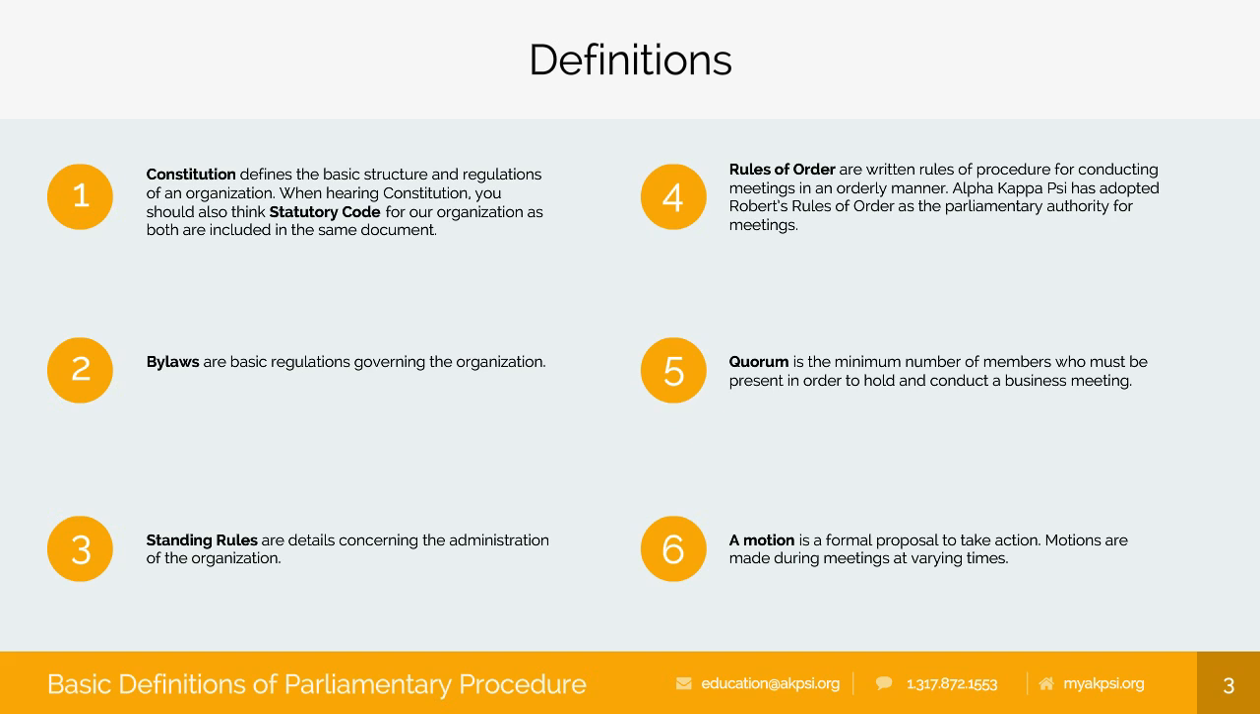Standing rules are details concerning the administration of the organization. These rules are based on motions that have been passed and adopted by the chapter over time, specifically related to policy and administration. They do not need to be voted on every time and can still be upheld.